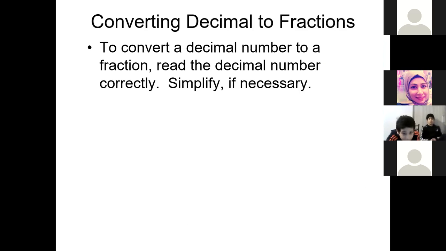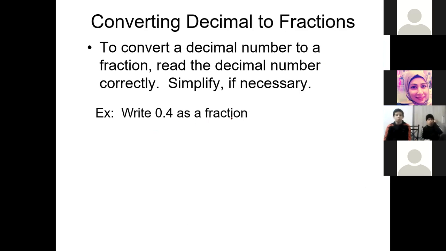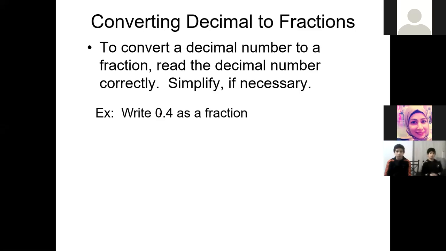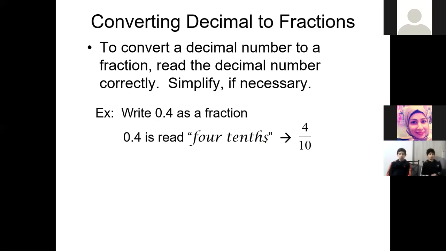Now let's revise. How do we change the decimal number to a fraction? In order to change this decimal number and write it as a fraction, first step, we have to write it in letters, then we change it to a fraction. Or we can say 0.4. How do we write it as a fraction? 0.4 means how many parts are colored? 4 over 10. 4 parts are colored out of 10. So it's the same as 4 over 10.